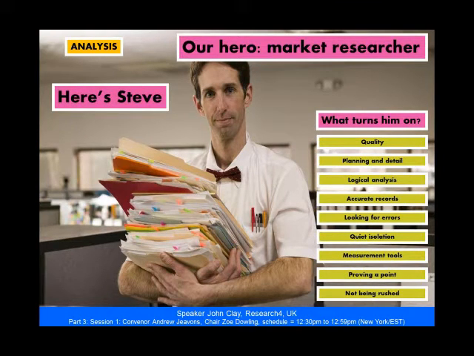So here's our hero. Here's Steve, the market researcher. Now what turns him on? He likes quality, planning, and detail. Very logical, thorough, accurate person in terms of the work that he does. He's very good at looking for errors in information. He likes quiet isolation. Let's not get away from the fact, he's probably quite a shy, quiet guy, likes his own company. That's the profile that I think typifies, and I'm generalizing of course, the sort of person who is developing and delivering this market research information and communicating the findings.